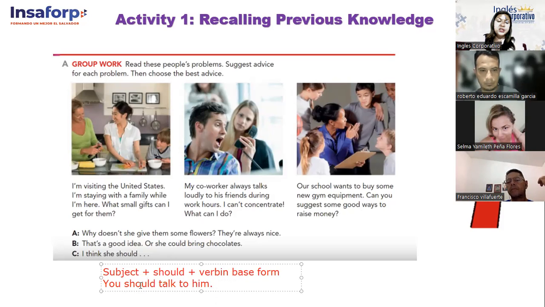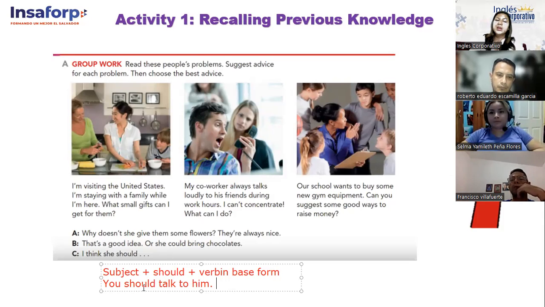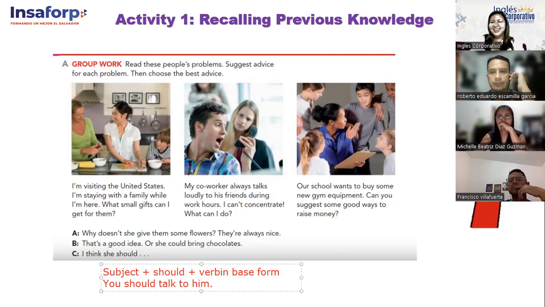Si se fijan, after should, we don't use to, right? It's just should and the verb. Antes del verbo no se usa infinitivo, sino el verbo en su forma base. You should talk to him. You should take this medicine. You should make some tamales. He should go to another place to talk, right? So you should and the verb, just that observation, because some people were writing you should to, but that is not correct, okay? Okay, just that. Thank you.